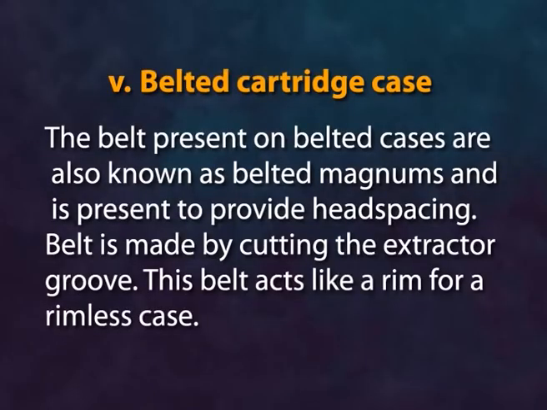And the fifth one is the belted cartridge case. The belt present on belted cases are also known as belted magnums and is present to provide head spacing. Belt is made by cutting the extractor groove. This belt acts like a rim for a rimless case.